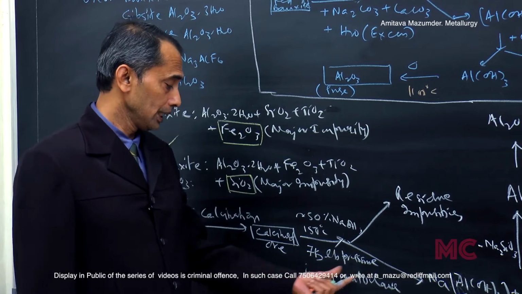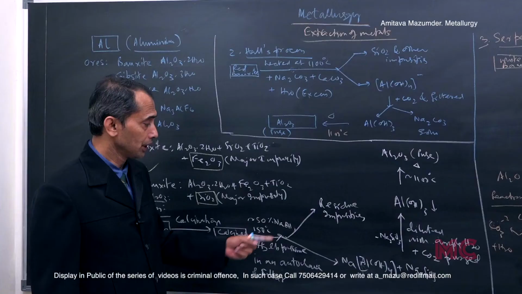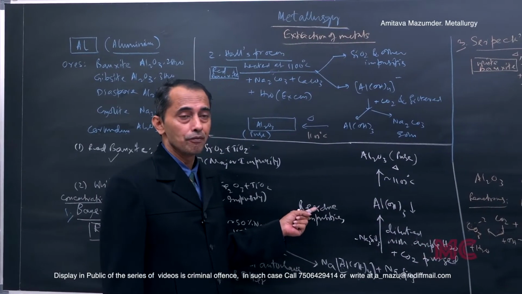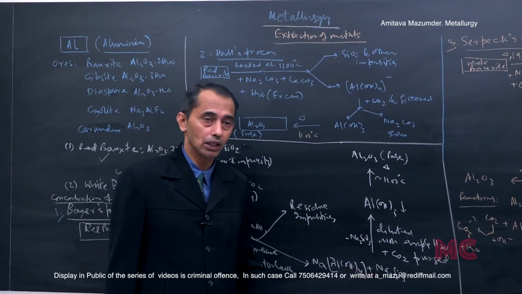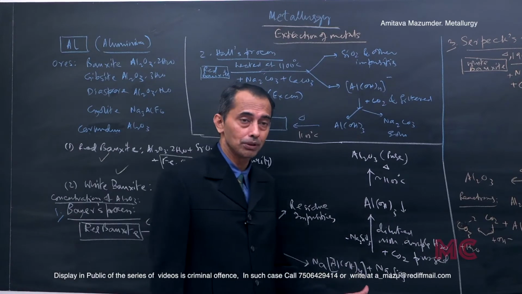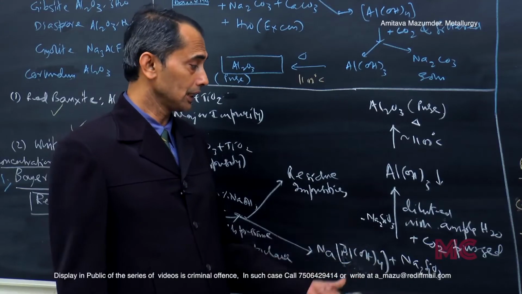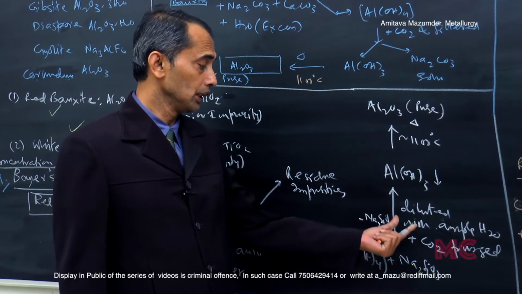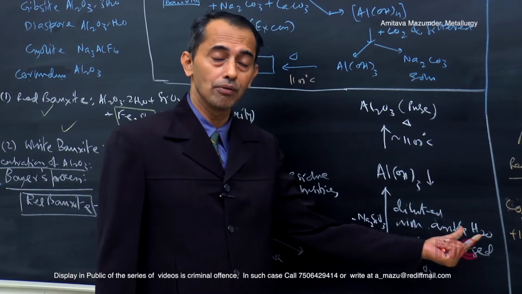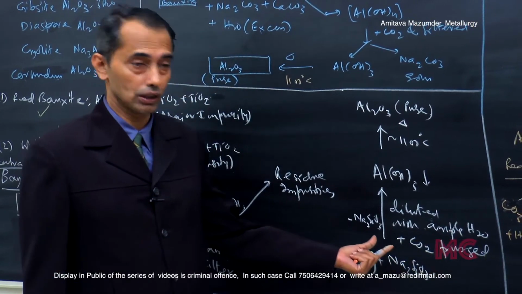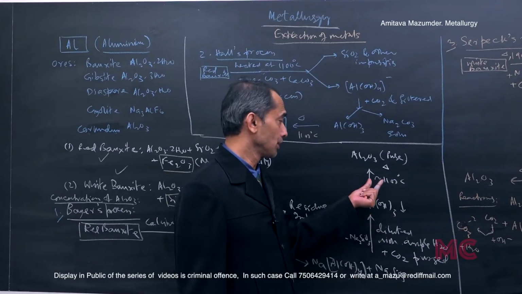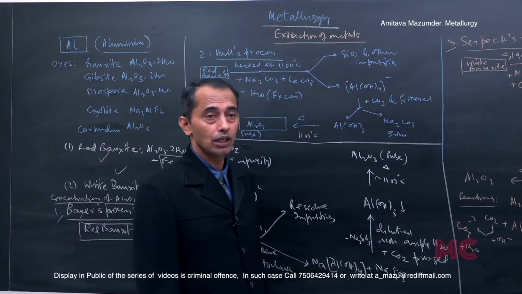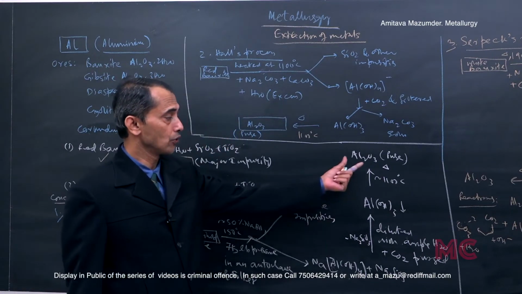If we do this in an autoclave and filter, we get two things: one, a residue of impurities, that is Fe2O3, TiO2, etc. Another is NaAl(OH)4 and Na2SiO3, the sodium aluminum complex with OH minus. Then this complex is treated with excess water, and CO2 is passed through the solution so that we can get Al(OH)3. After heating Al(OH)3 at around 1100 degrees centigrade, we get pure Al2O3.